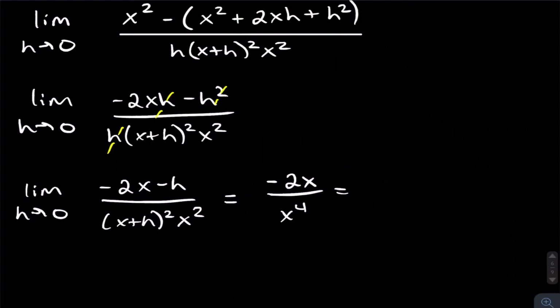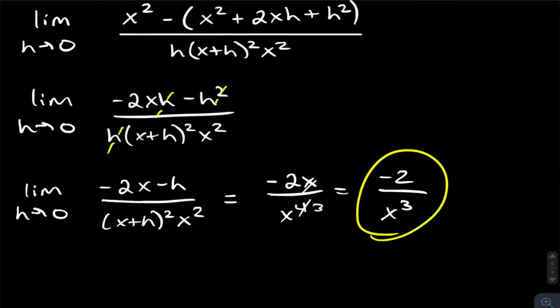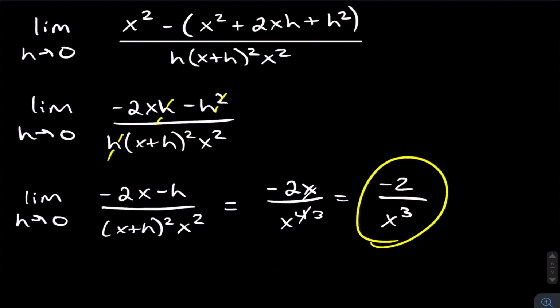And then you can cancel off an x with a 4 here, make that a 3. You get negative 2 over x cubed as your final answer. Okay? And so that is your answer there. And so hopefully you can see how this is, again, just another finding common denominators.